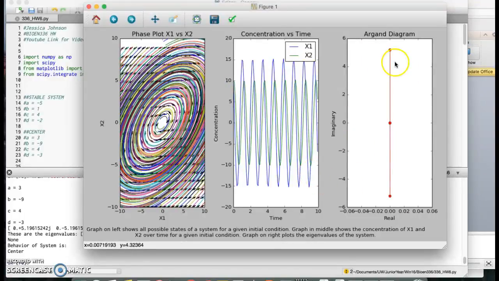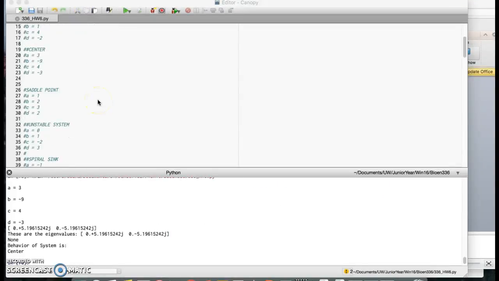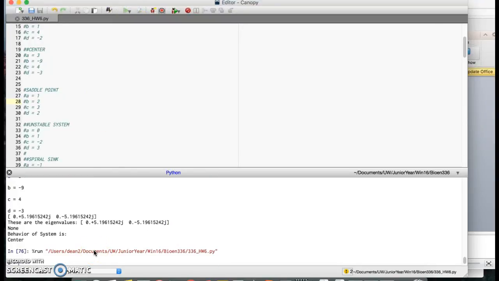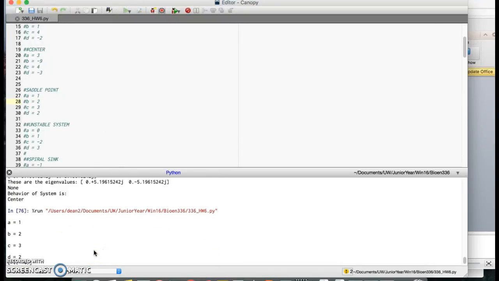The eigenvalue diagram shows that the eigenvalues are imaginary. There's no real component along the x-axis. Okay, I'll now show you a saddle point system. So we have the values 1, 2, 3, 2.